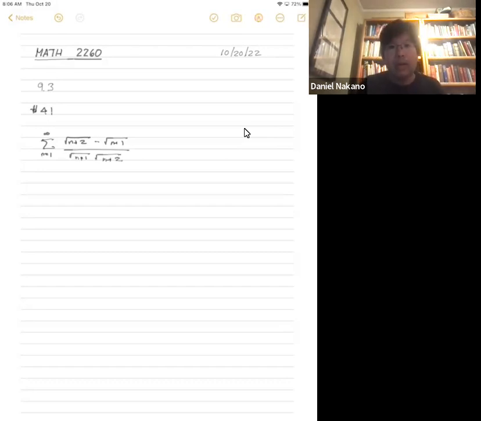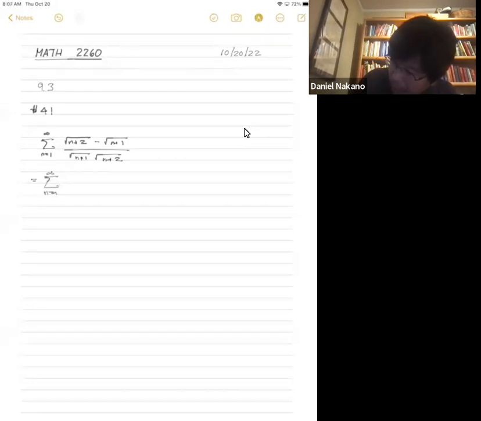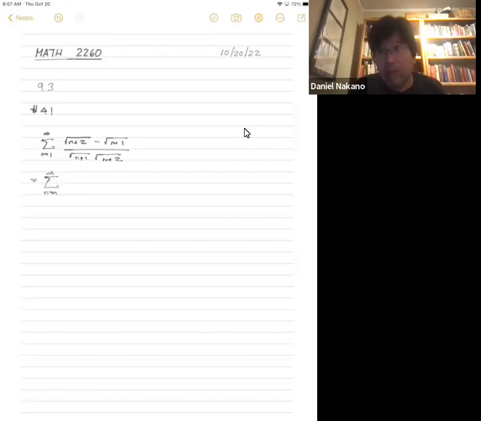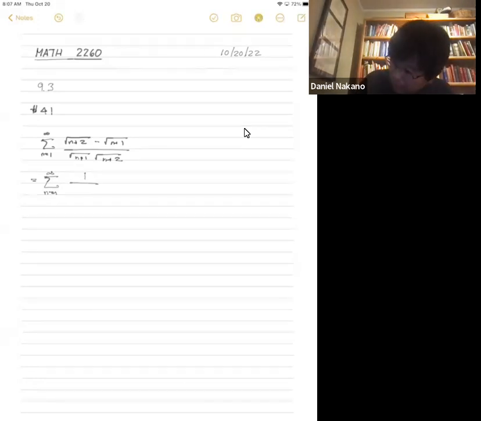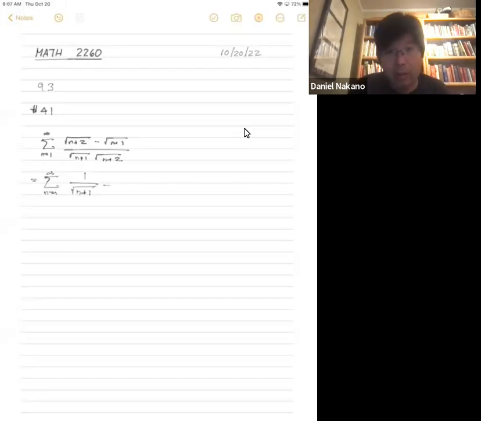And the first point is that we want to write this as a difference of two things. So this is going to be the sum, n equals 1 to infinity. So I'm going to divide the denominator into the numerator. So I'm going to get 1 over the square root of n plus 1 minus, and then I divide the denominator into the numerator, the second thing, and it's 1 over the square root of n plus 2.